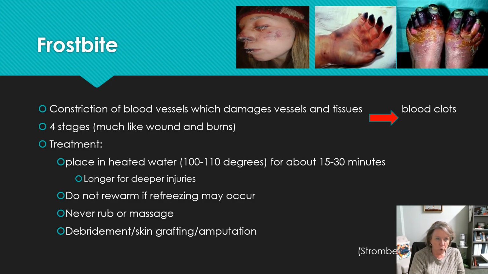To treat frostbite, you want to place the area in heated water, 100 to 105 degrees, for about 15 to 30 minutes. Longer for deeper injuries. Do not rewarm if refreezing may occur. So you don't want to get them warm if they're out there in the wild and then they're going to freeze again, because you're going to cause more damage and loss of tissue. Never rub, ding, ding, ding, never rub or massage frostbite areas.